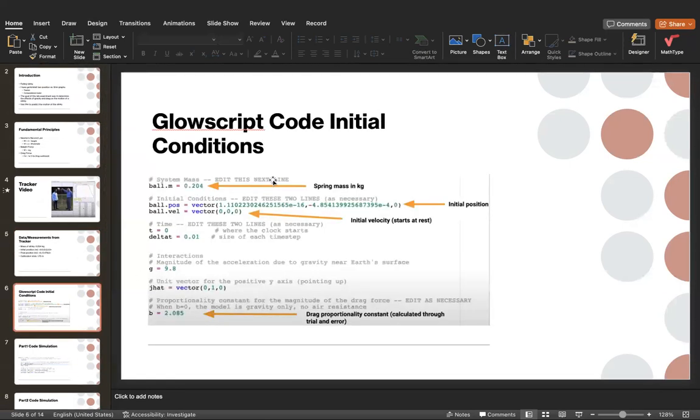Here is my GlowScript code, initial conditions. I used the ball mass, the initial position, which is a vector, and the ball velocity. I have used the drag coefficient, which I calculated through trial and error.